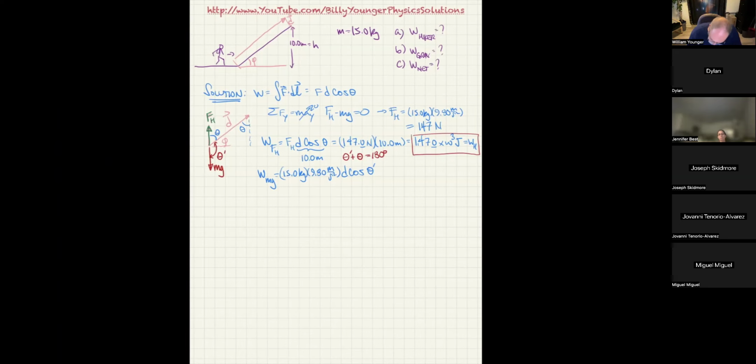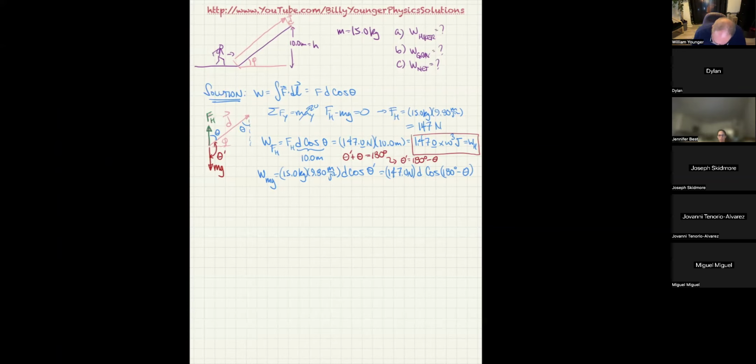Because of that, we can also say that this work is equal to 147.0 newtons times D cosine 180 degrees minus theta. Okay, so in other words, if I solve this red equation for theta prime, we get theta prime is equal to 180 degrees minus theta. And that's what I did there. You can look up a trig identity, and it turns out that the cosine of 180 minus theta is the negative of the cosine of theta.